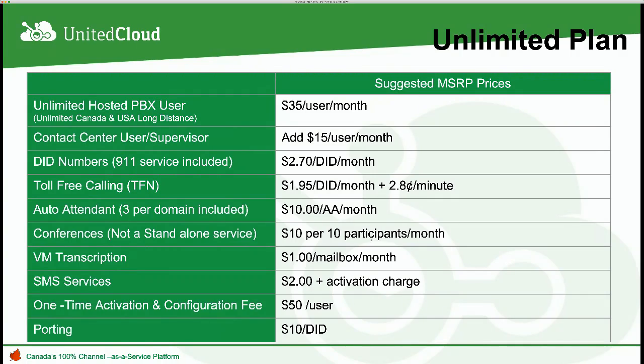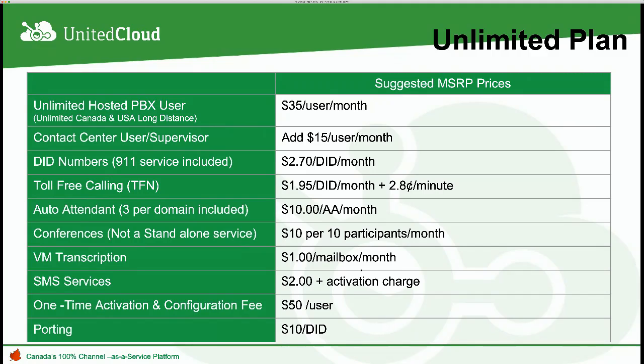And SMS is $2 plus activation per month per DID. The one-time activation and configuration fee is $50 per user. This is to add and configure and make sure to set up all the calls, phones, and so on and so forth. Porting is $10 per DID.